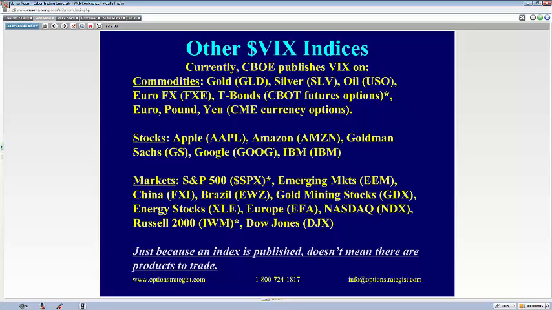But just because the index is published doesn't mean there's any futures or options to trade on it. In fact, right now they've just delisted some. So right now we have futures and options on the S&P 500, obviously the regular VIX, also on the T-bond one, and on the Russell. All the other ones that they had, they've delisted for right now.